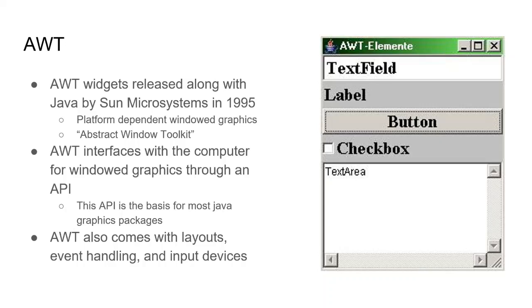AWT interfaces with the computer for window graphics through an API. So although AWT is outdated and not used nowadays, this API is still the basis and backbone for most Java graphics packages. So AWT can be kind of seen as the grandfather of all modern Java graphics libraries. AWT came with many of the standard features for Java graphics libraries, such as layouts, event handling, and input devices. It also came with many pre-made things, such as buttons, labels, checkboxes, and other stuff, that make creating applications easier and created kind of a standard look for AWT and other Java graphics library elements.